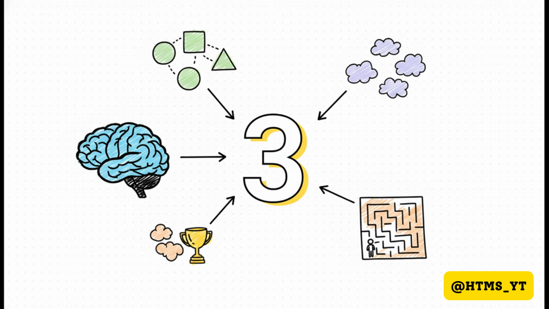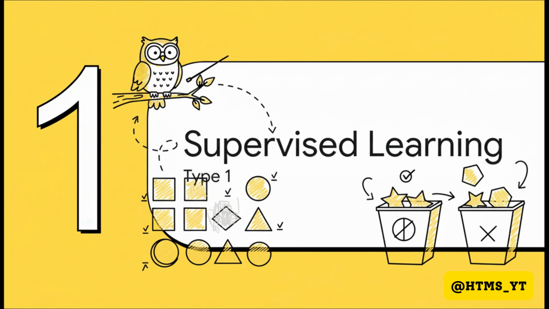But here's the thing. This learning process isn't a one-size-fits-all deal. Nope. It's actually broken down into three main methods, and each one has a totally unique way of looking at the world. Let's meet the first one. Okay, first up, we've got the most common type, and it's called supervised learning. And honestly, the name gives you a massive clue about how it works.